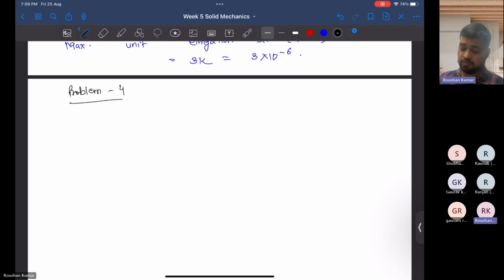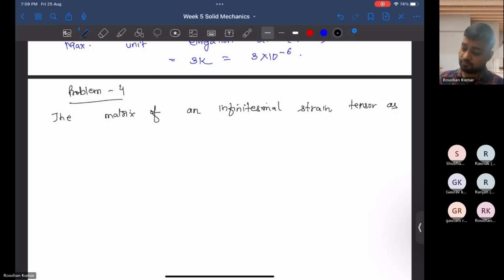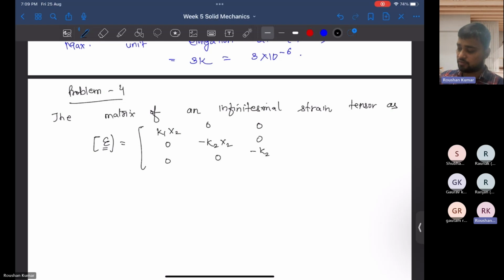Problem 4. The question is, the matrix of an infinitesimal strain tensor epsilon is equal to k1 x2, 0, 0; 0, minus k2 x2, 0; 0, 0, minus k2 x2.